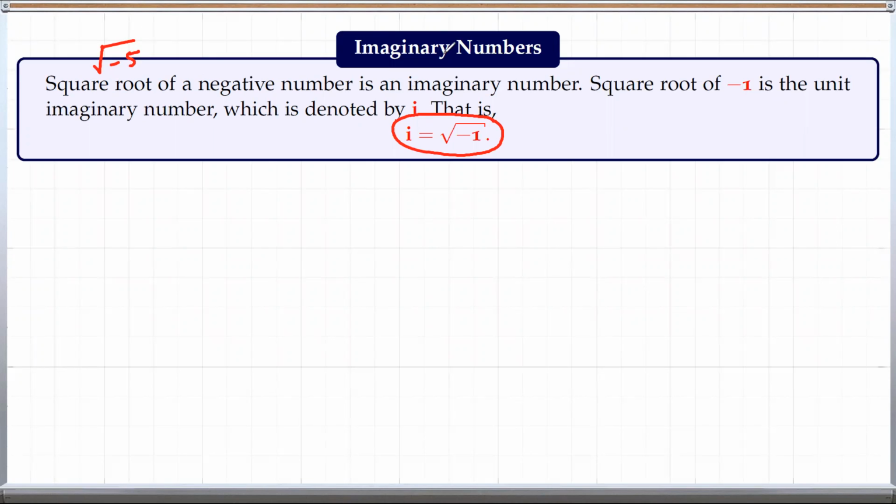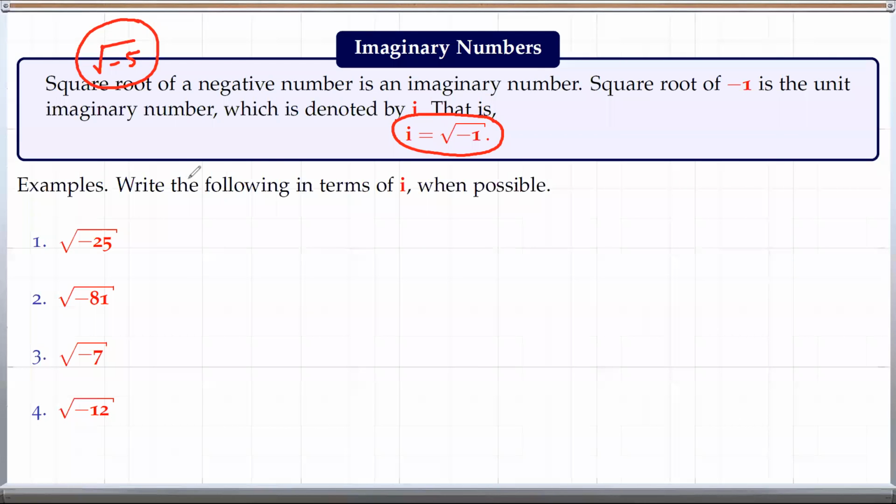If you try evaluating something like the square root of -5 in your calculator, it will probably show you an error because the square root of -5 is not defined in the field of real numbers. So we call it an imaginary number. Here are some examples. We want to write these in terms of i whenever possible.